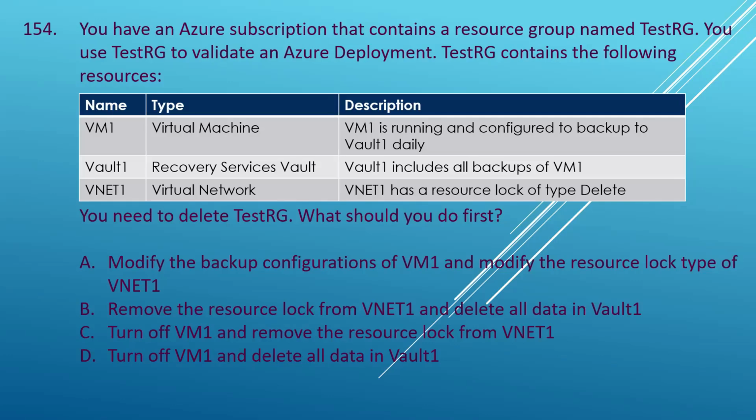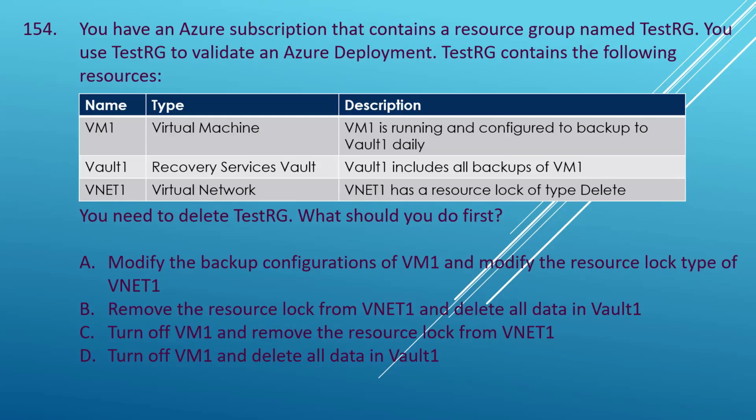Friends, to answer this question, first thing that you should know is when you delete a resource group, all of its resources are deleted. And this resource group has a virtual network which has a delete lock. So if you try to delete resource group, it will fail due to this reason. So therefore, you first need to remove the resource lock from VNet 1.